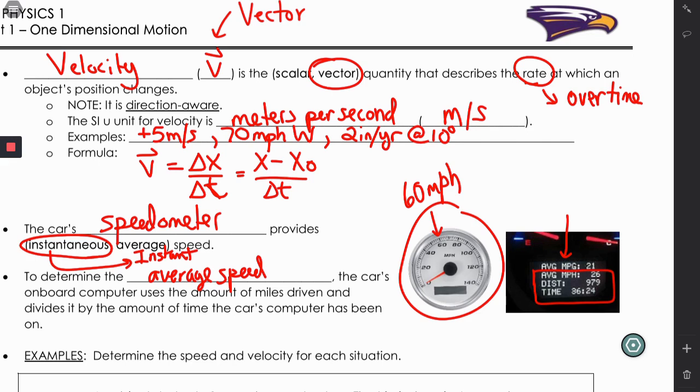So if you did 979, that's in miles, so 979 miles divided by 36 hours and 24 minutes. You would have to convert that 24 minutes to decimal form just by doing 24 over 60. You'll find that your average miles per hour is 26 miles per hour. Now keep in mind, if you look at these 2 values, your 60 miles per hour, your instantaneous speed will always be larger than your average speed. Because remember, the average speed takes into consideration all those little times your car stopped, every time you're going 10 miles per hour versus 70 miles per hour.